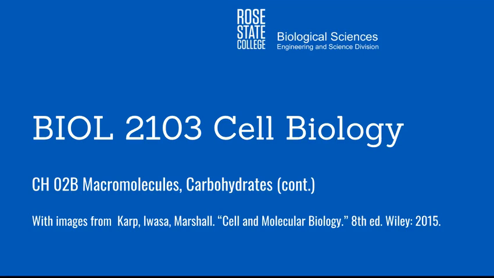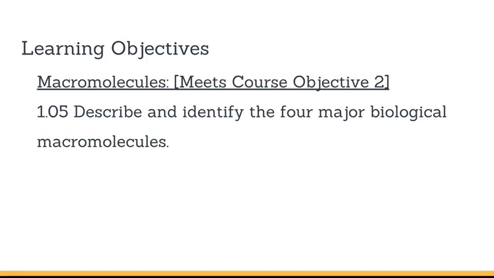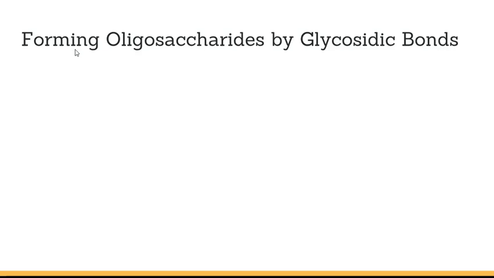This video will continue our study of carbohydrates to meet our learning objective to describe and identify the four major biological macromolecules. After we can appreciate that monosaccharides exist as isomers in the L or D form, in the alpha or beta form, we can then study how polysaccharides are formed.